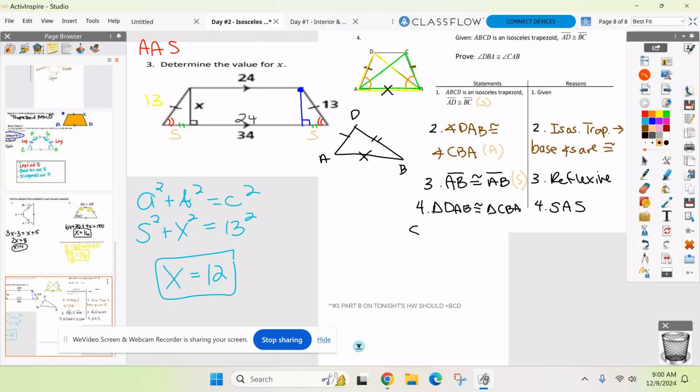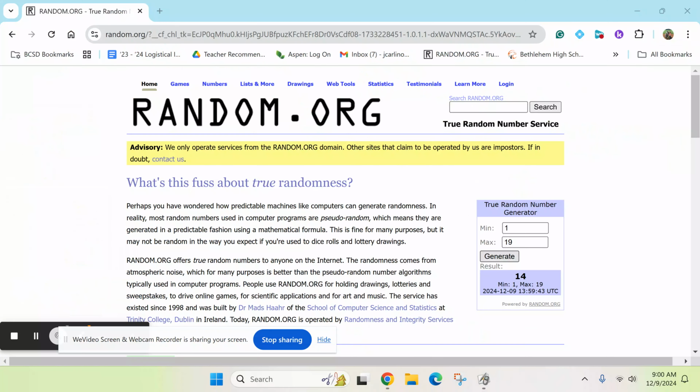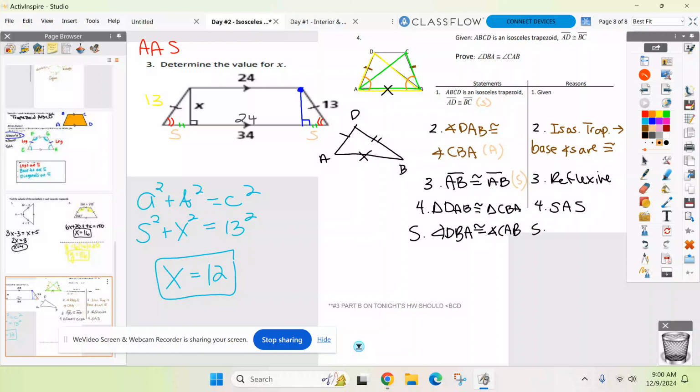All right, and then finally, now that the triangles are congruent, so are those angles. DBA congruent to CAB. And what do we always talk about here? If the triangles are congruent, the angles are sides, Will, because of Taylor. Finish this. CPCTC.